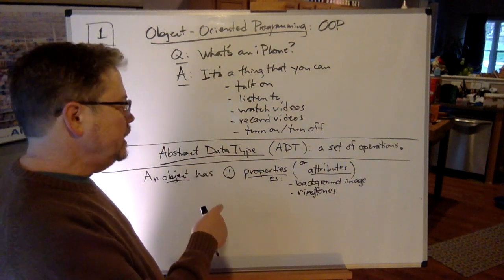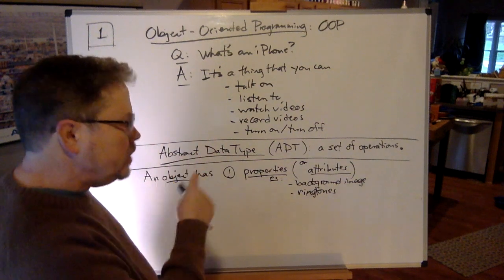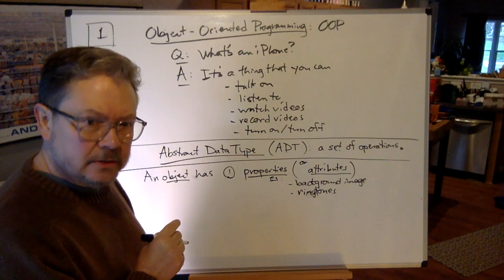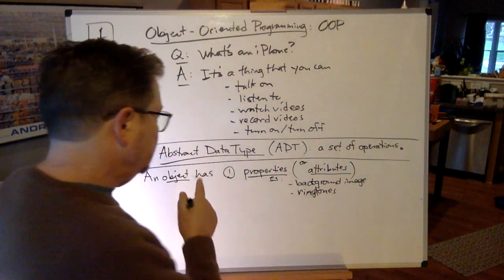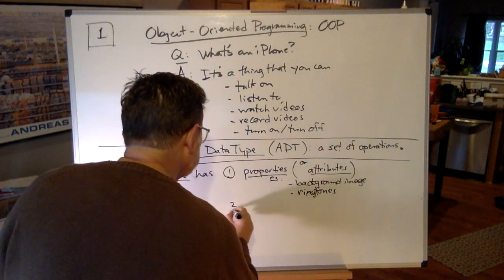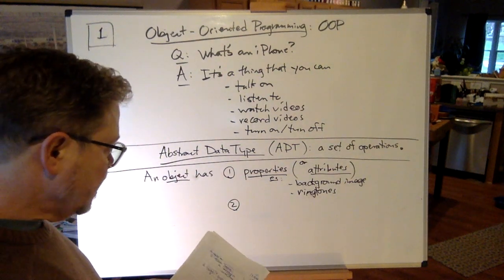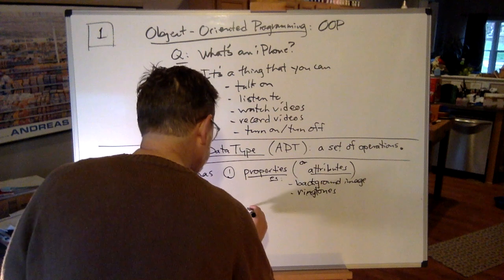A ringtone for your BFF, that is a particular property or attribute that you can set on the phone, and then it stays set until you go in and change it. That's an important idea. The other important idea, and yes, I'm running out of board space, but mercifully there are only two, the other main one is methods.